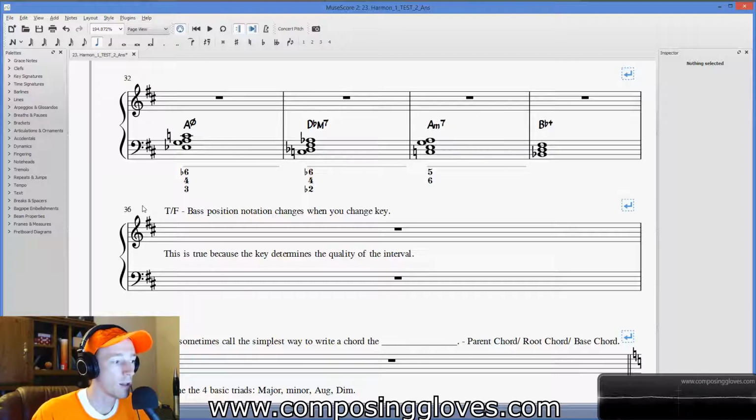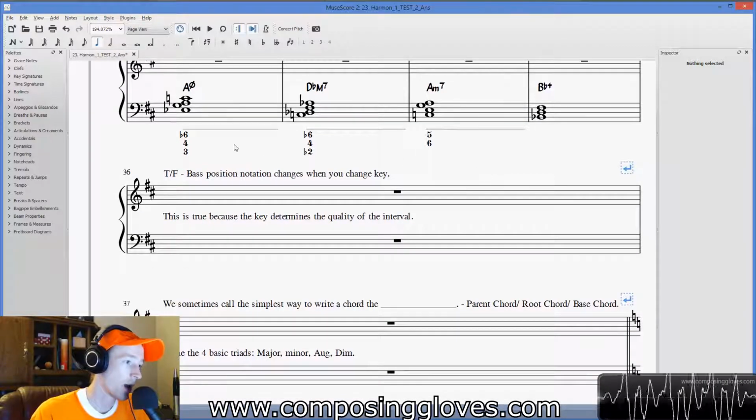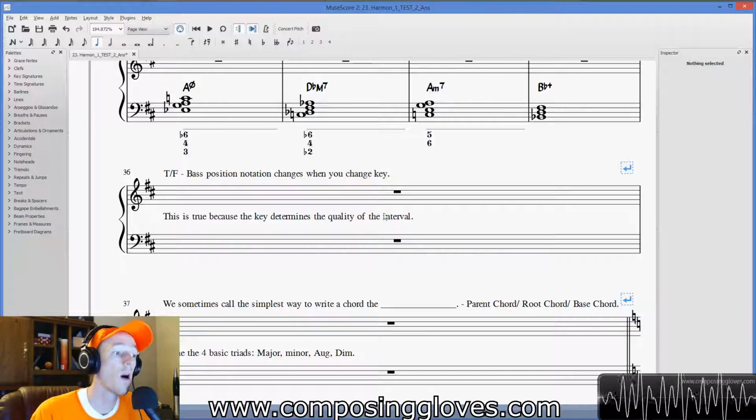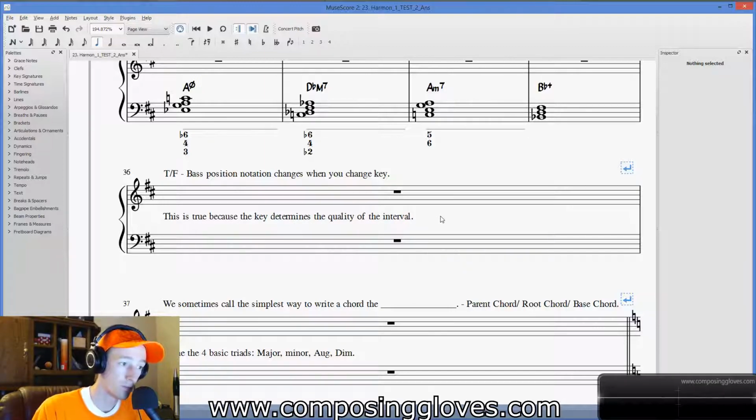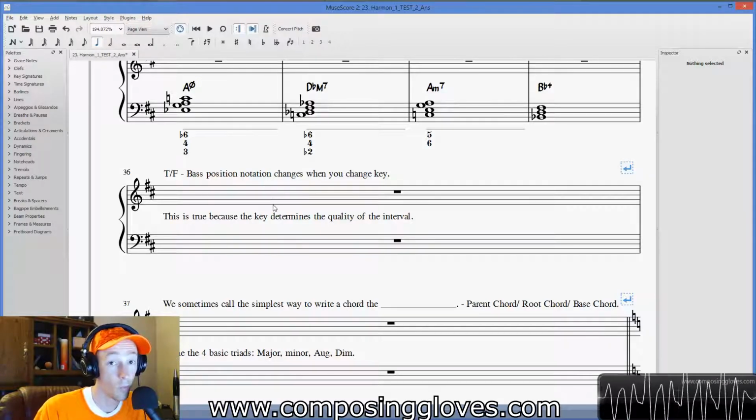So we have number 36, true or false. This is true. Bass position notation changes when you change key. And this is true because the key determines the quality of the interval. And so when I say that, you might be going, wait a second, the notation though, wouldn't it stay the same? Well, you might need to notate an accidental or something.